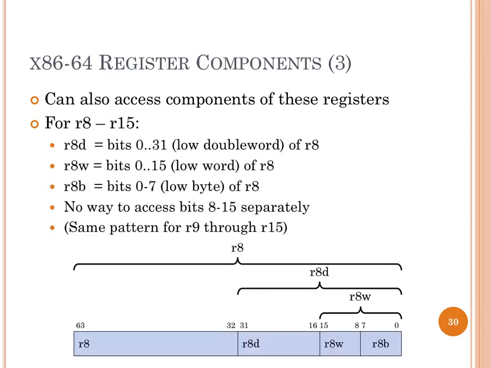Okay, R8 through R15 follow the same pattern as the other registers that we just talked about, RSI, RDI, and SP and BP. R8D is the low half of R8, R8W is the low quarter of R8, and then R8B is the low byte. And there's no R8 low byte, R8 high byte. Okay, everybody got it?